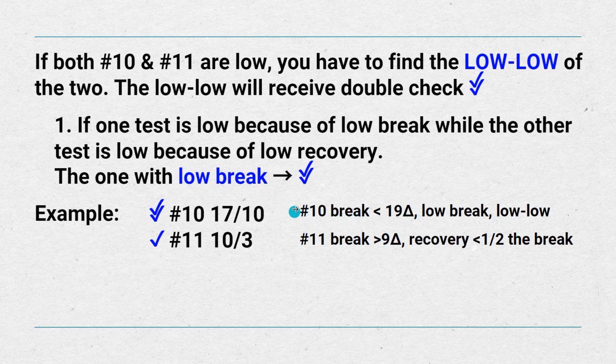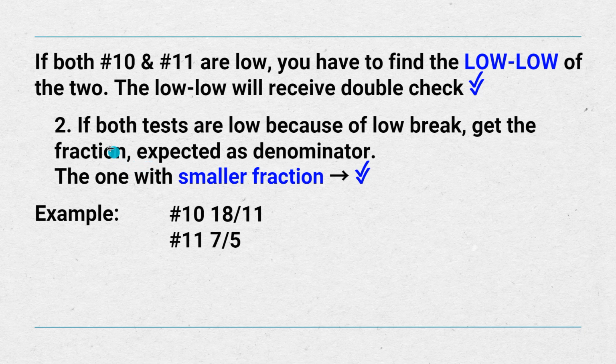So, low na ang duha, ang number 10 ug number 11. Dira ka mag-determine kung asa dira ang low. So, according ani sa first rule, the one with low break is our low. And then for the second rule, if both tests are low because of low break, get the fraction with expected as denominator. The one with smaller fraction will be double checked.